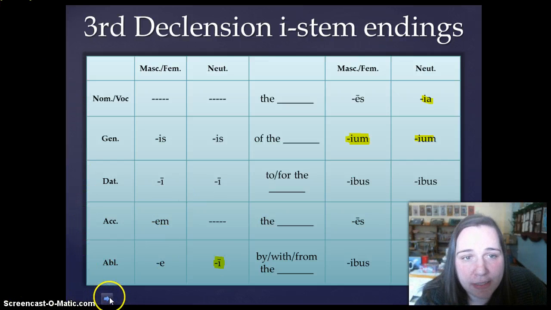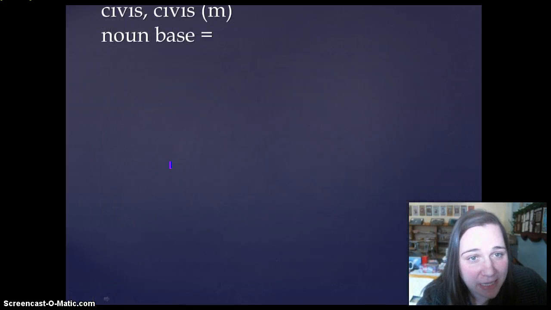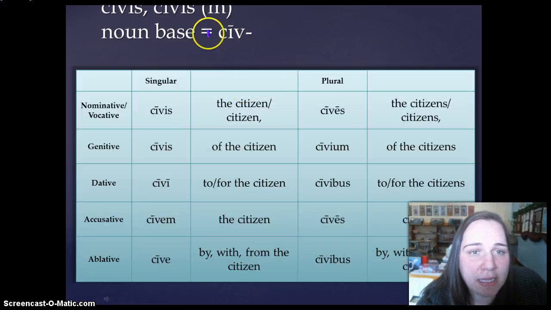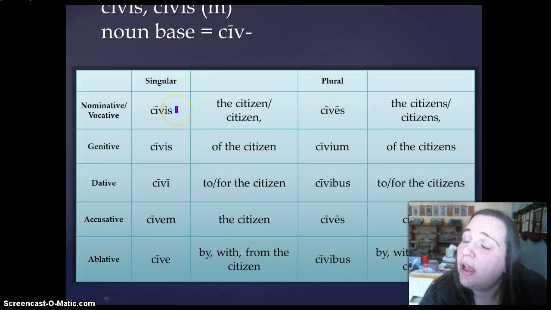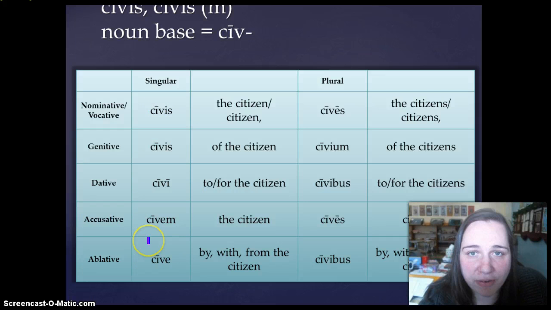As always, we do have some paradigms, some examples. The first example is civis, right? If we remove the IS from the genitive form, we get the noun base civ, and then we add our endings. Again, in the singular, there won't be a single difference between an I stem ending and a regular third declension ending. Civis, civis, civi, civem, cive. In the plural, the only difference is this I, okay? So it's going to be cives, civium, civibus, cives, civibus.